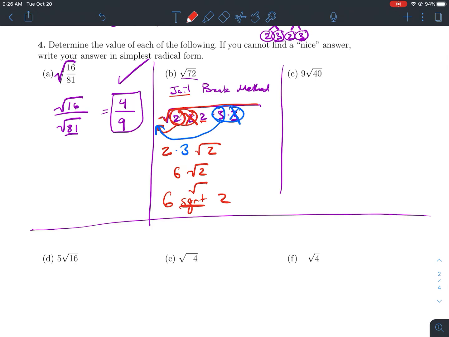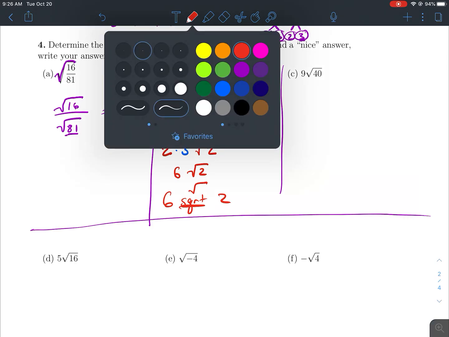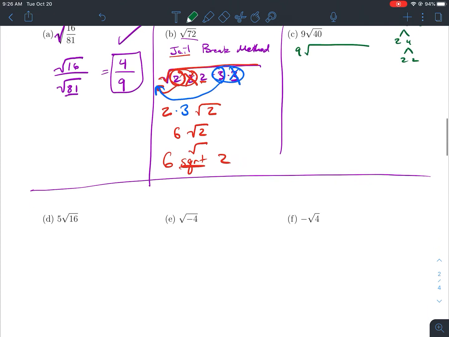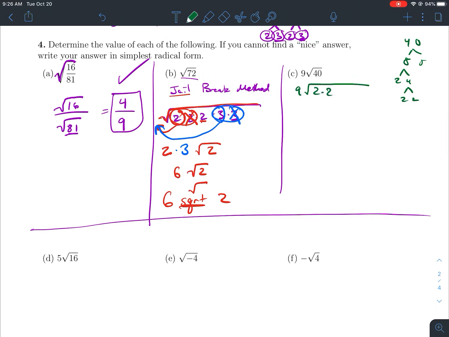All right, so for this next one here, we're going to need to use our jailbreak method. 9 square root of 40. All right, well 9 is outside, and then we need to break 40 down. Perhaps you think 8 and 5. I know I do. This will give us 2 and 4. This will give us 2 and 2. So we're left with 2 times 2 times 2 times 5.